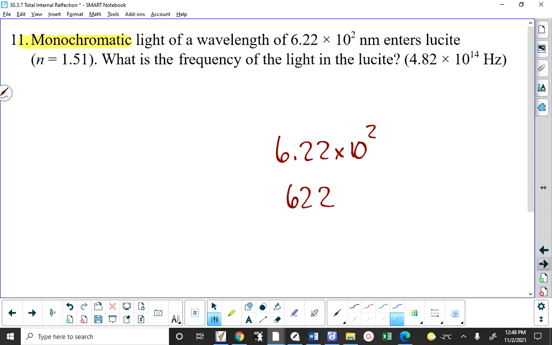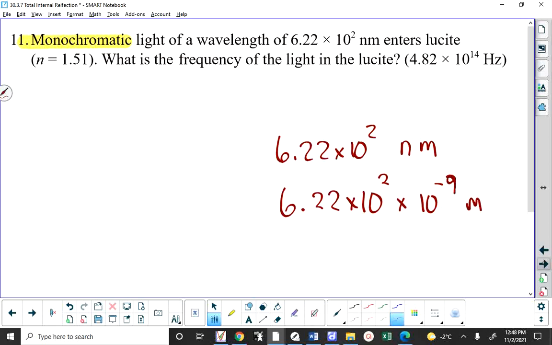And then it says nanometers. So what this actually means, and I don't think that this is the sticking point in this question, but what this actually means is this many meters when you put it all together. Okay. It enters a lucite material. Again, we presume it's from air, and we want to know the frequency of the light in the lucite.